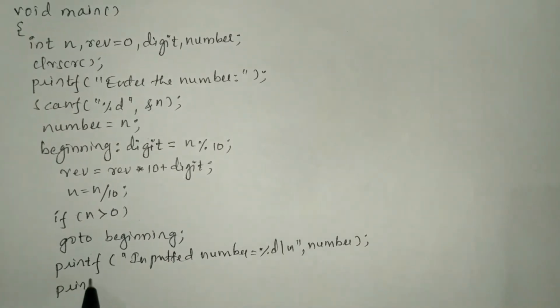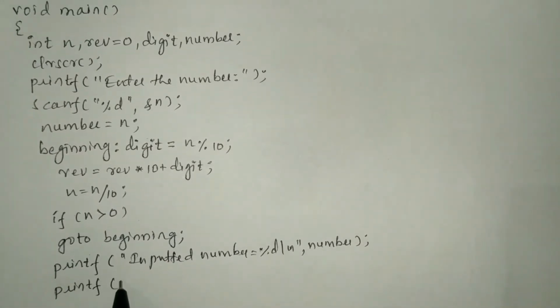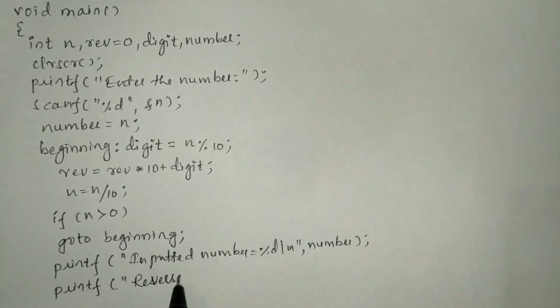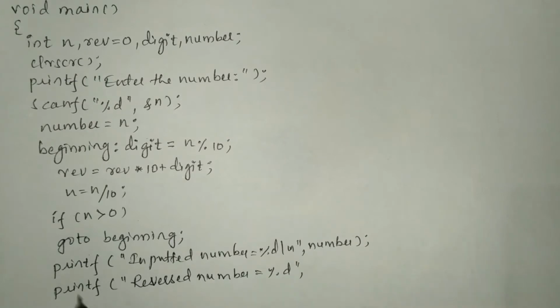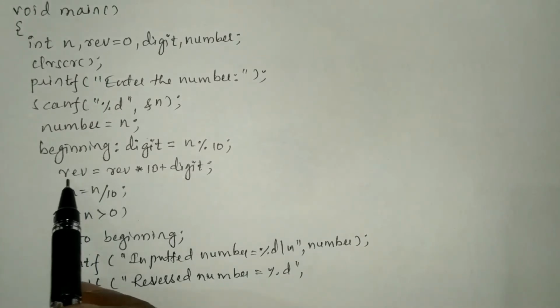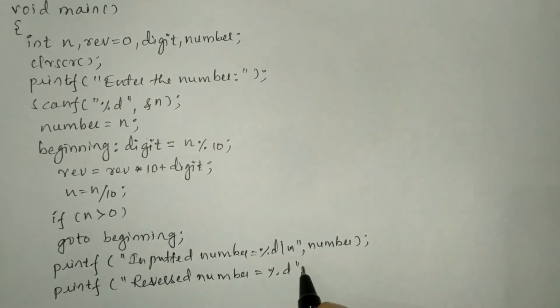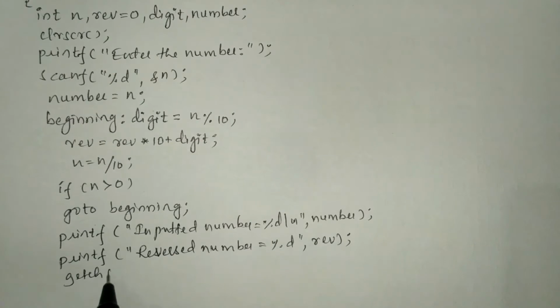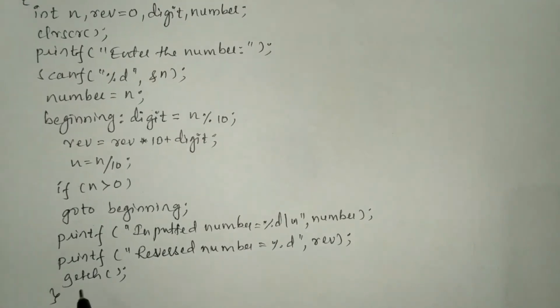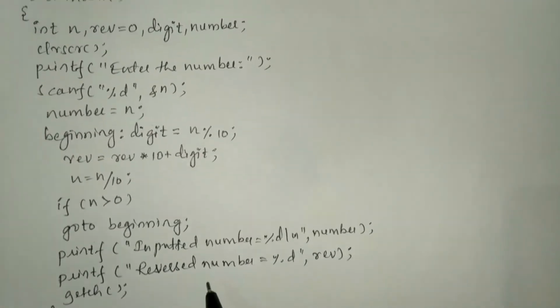Now I'm going to enter in the double quotation marks "reversed number is equal to %d", end the double quotation mark, comma, and here the reversed number will be stored in a variable called rev. So here I'm going to write rev and put a semicolon. Now we are going to write the getch function and the curly closing brace for the void main function.